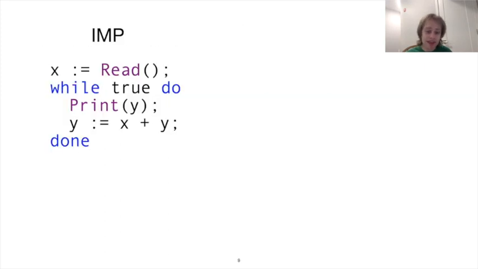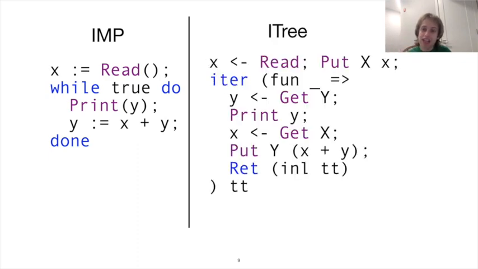So on the left, we've got that program from before in this sort of imp-like syntax. And now here it is written as an I-tree. So this is actually more or less actual Coq code, which makes the control flow explicit and separates out all the different kinds of mutability and I/O effects into these events in the I-tree sense.